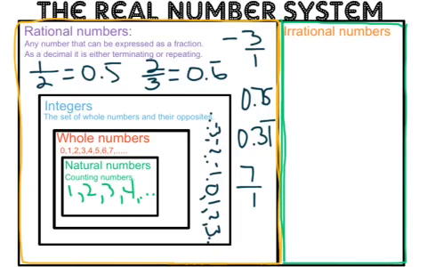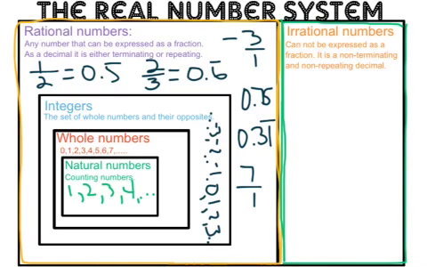So now let's turn our attention to the right side. What is an irrational number? So we'll go ahead and get that definition into our graphic organizer. So if rational numbers can be expressed as a fraction, then irrational numbers cannot be expressed as a fraction. They are non-terminating and non-repeating decimals.